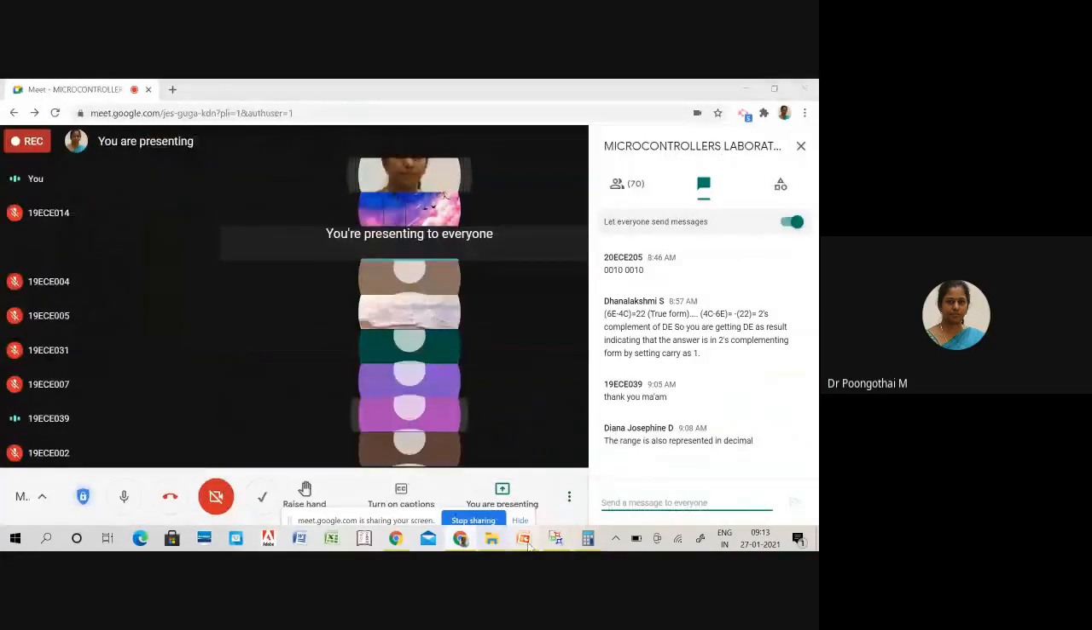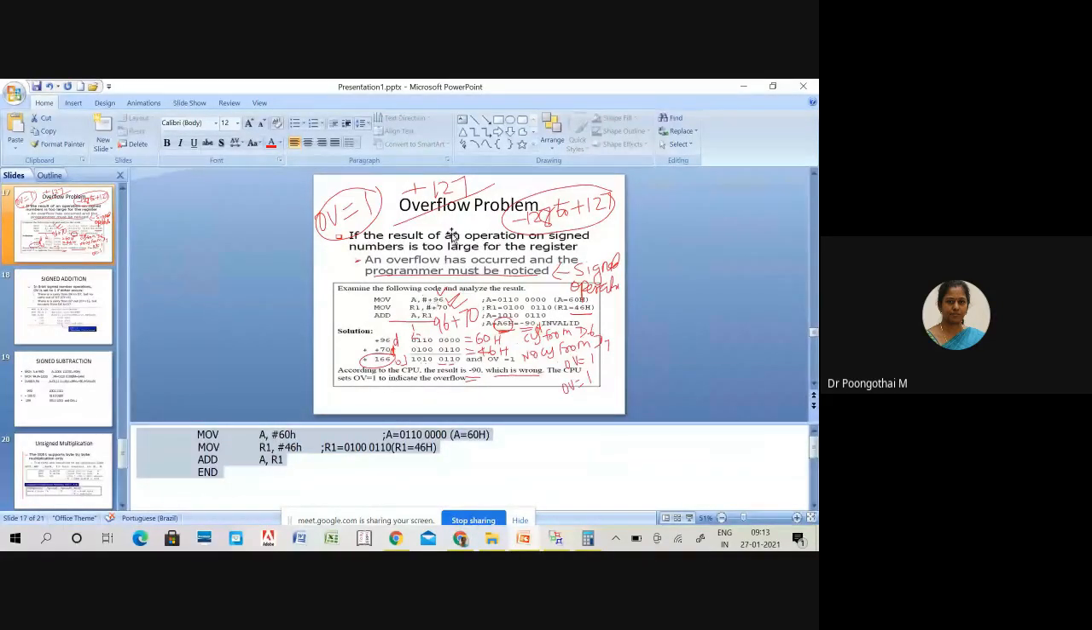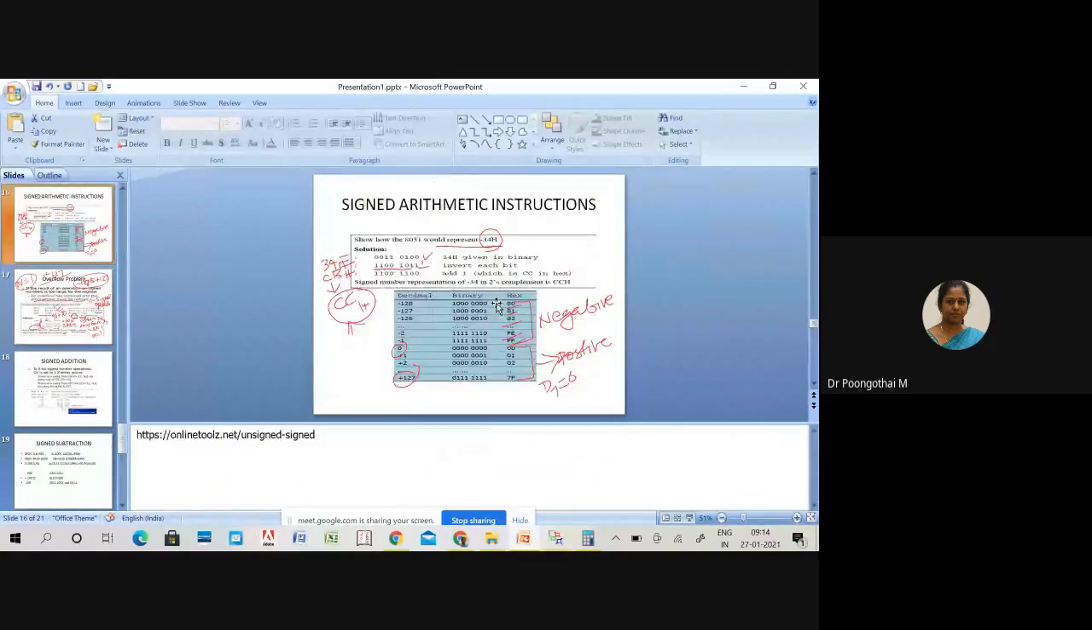R1. Okay. See here, the main problem involved in signed arithmetic is the overflow problem. The result of an operation on signed numbers is too large for the register means your overflow flag is set. Okay. So the range is minus 128 to plus 127. So the positive number range is from 00 to 7F, negative number range is from 80 to FF. In terms of decimal representation, 0 to minus 128 and 0 to plus 127. Okay.